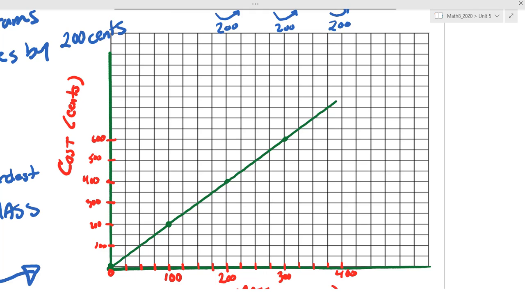Now, while you're doing that, this graph is missing one thing. Can you tell me what one thing I didn't put on this graph? Yes, a title. We need to give it a title. So we can say the cost in grams will be a title. We don't know what we're buying here. This is the cost in grams. Okay.